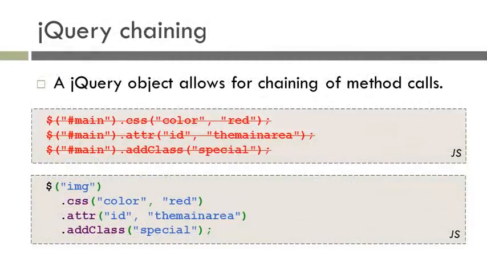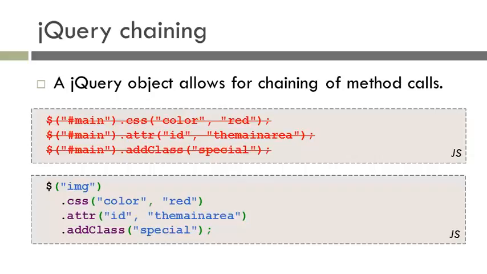Another feature added by jQuery is chaining. Instead of using the same object and making separate calls to the functions, jQuery allows this to happen on the same jQuery object. As in this example here, instead of creating 3 different jQuery objects and making single method calls for each of them, this can be done on the same jQuery object.